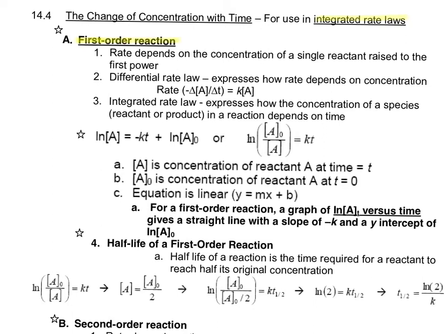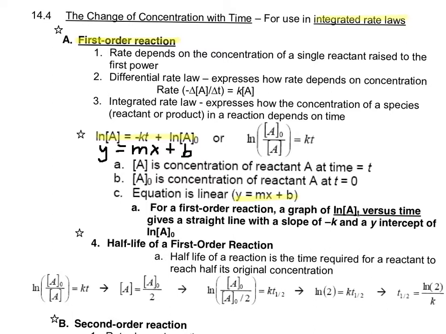For a first order reaction, the integrated rate law looks like this. The natural log of the concentration of A is equal to negative k times t plus the natural log of the concentration of A at time 0. Notice that this is a y equals mx plus b format, where y is your natural log of the concentration of A, m is equal to negative k, x is equal to t, and your y-intercept is the natural log of the concentration of A at time 0.